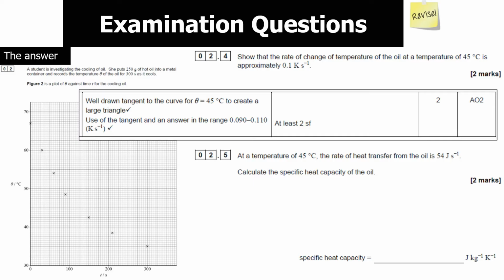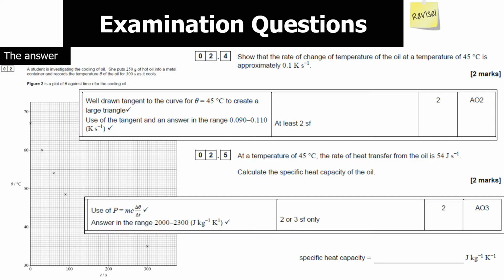Now in the next one, we're trying to work out the specific heat capacity. Now we're told that the rate of heat transfer, which is the power, the work done per time, is 54. So we can therefore say that power is equal to mc delta theta all over delta t.